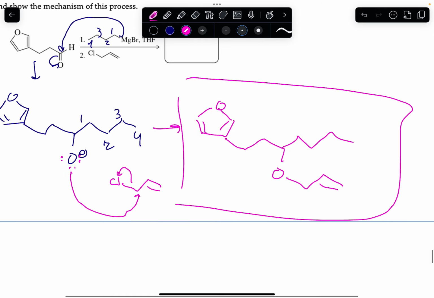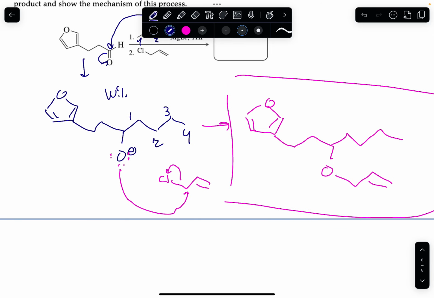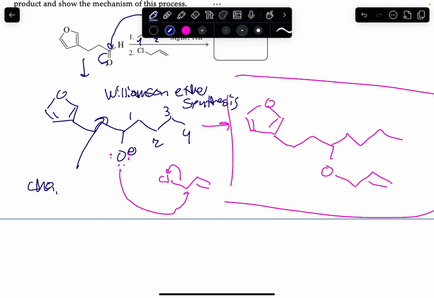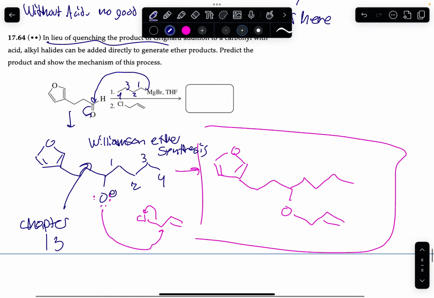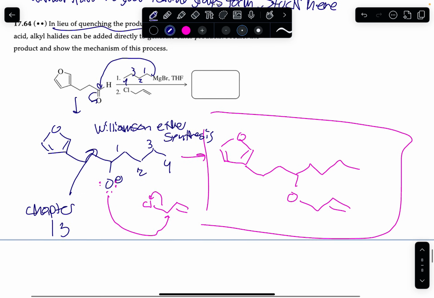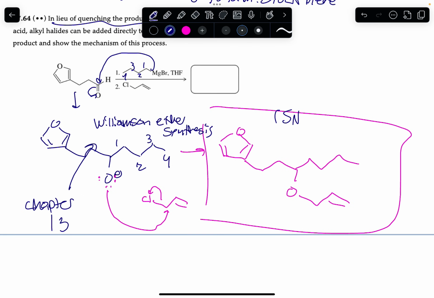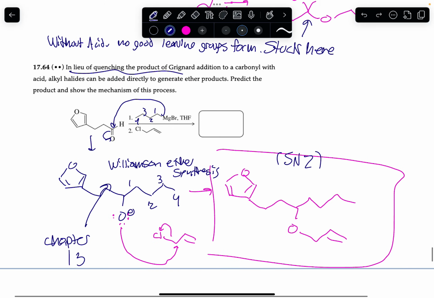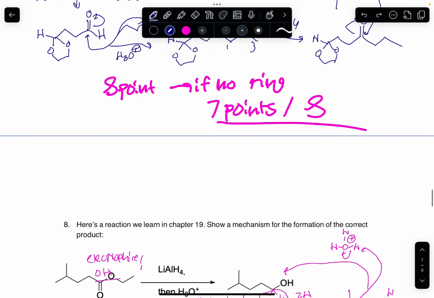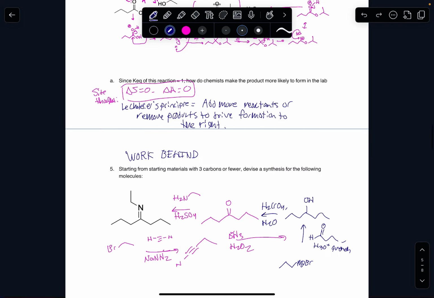right here. This is actually a Williamson ether synthesis. We just didn't realize it. So Williamson ether synthesis, we learned that in chapter 13. So we form an O that can attack Cl to make it leave. That's a SN2 reaction. So that's the correct product, and we did show the mechanism through that. All right, so that was the practice exam.